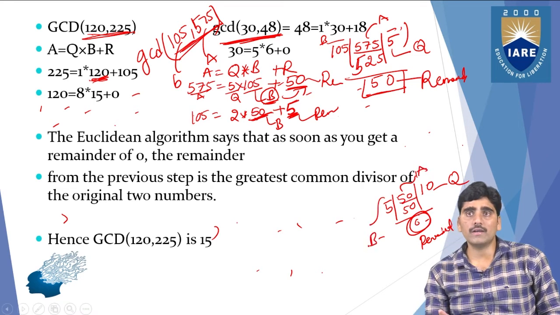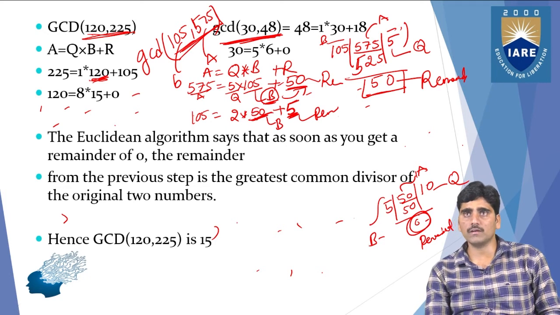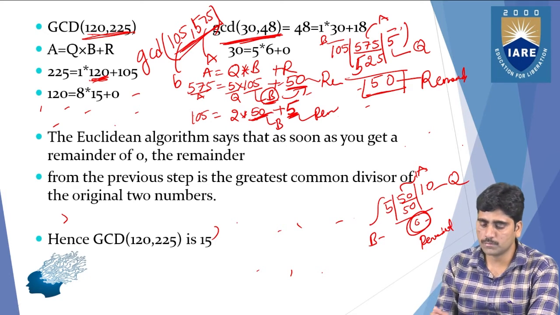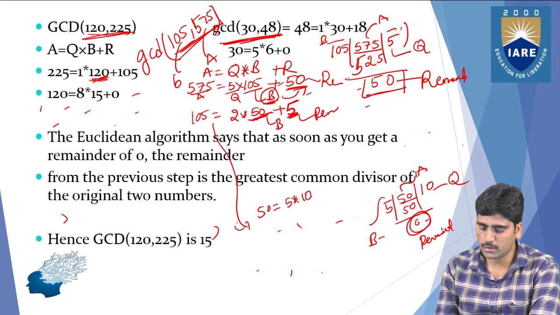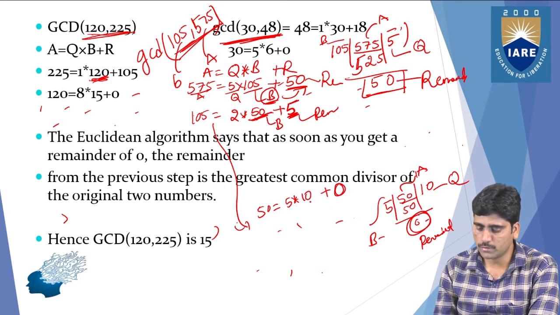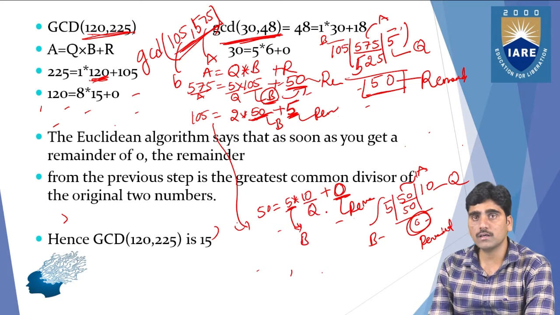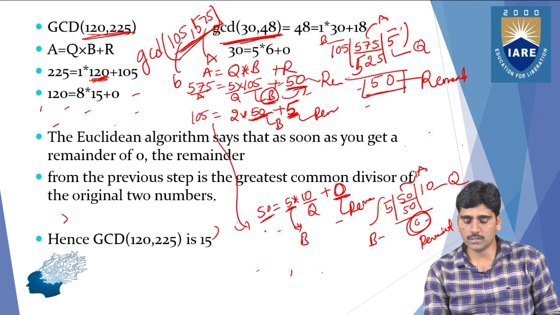So now you can reform this statement like this: 50 equals 5 into 10 plus 0. So this is the 0 remainder, and here 5 is the B value, 10 is the quotient value, and 50 is the A value, right?